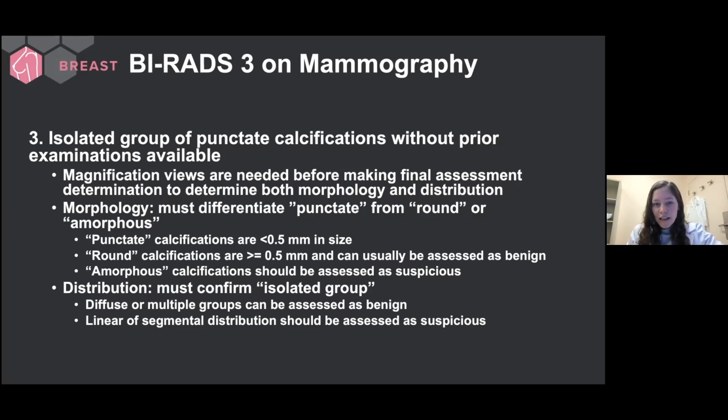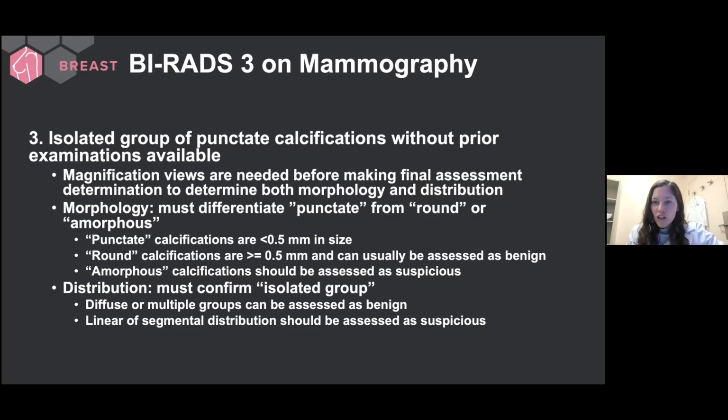Now, amorphous calcifications are when they have a fuzzy or smudgy appearance, and those should be assessed as suspicious. And the magnification views are very important at differentiating the round punctate morphology, which are probably benign or benign, from amorphous, which are suspicious and should be biopsied.